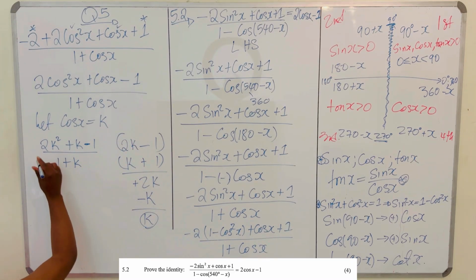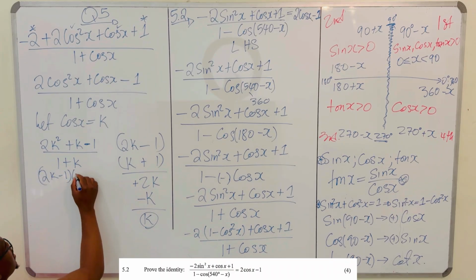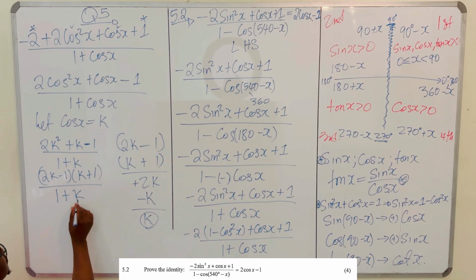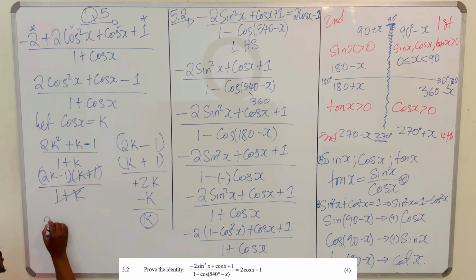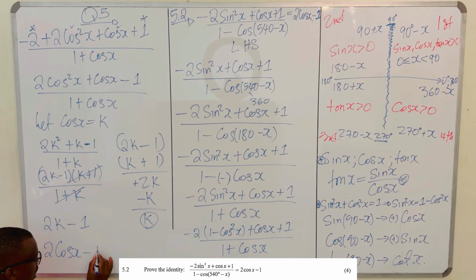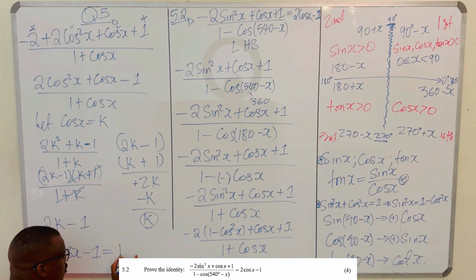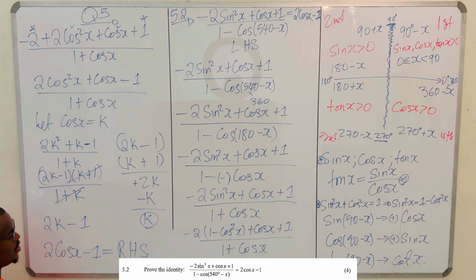In that case, the factors that we have at the top are 2k minus 1 and k plus 1, right? All over 1 plus k. So k plus 1 and 1 plus k is the same thing, so these two go away. What you're left with is 2k minus 1. But what is k? Your k is cos x. So you're left with 2 cos x minus 1. And what you see here is equal to what you were given initially, which was your right-hand side. So we've proved this thing. We're done with it, and I hope it makes sense to you the way it does to me.